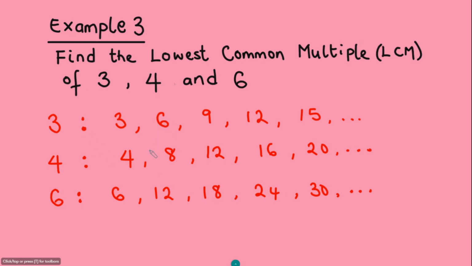A careful look at the multiples clearly shows that 12 appears to be the multiple common to all three lists, and really it is the lowest of them. If there's any other one, it has to come after 12, and so we say the lowest common multiple of these three numbers, 3, 4, and 6, is 12.